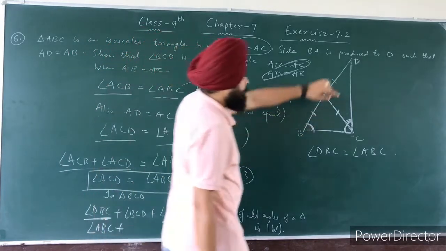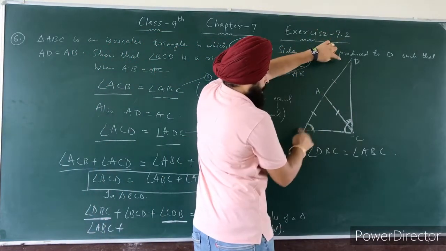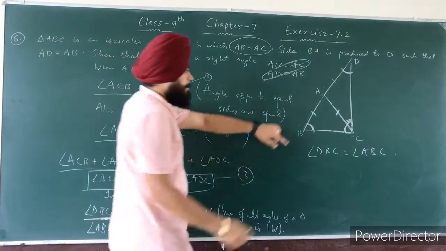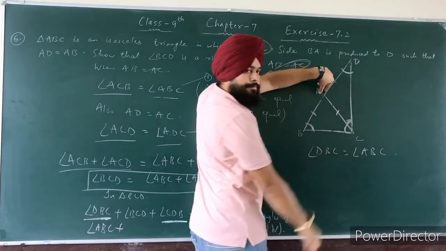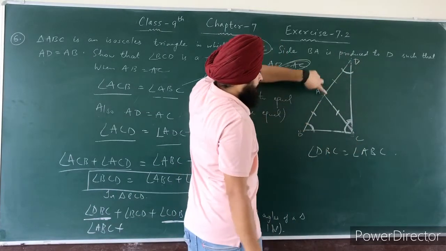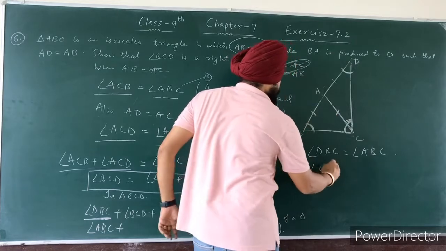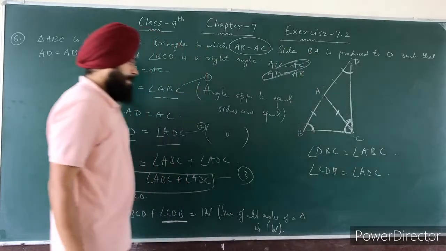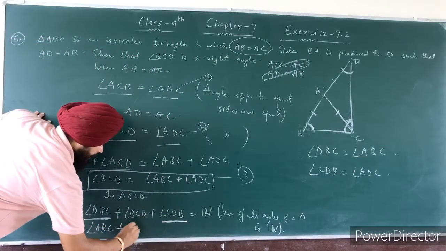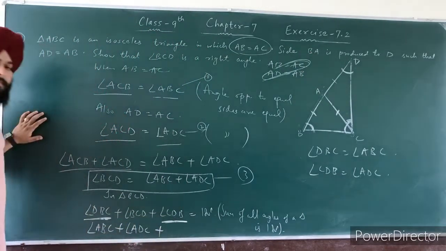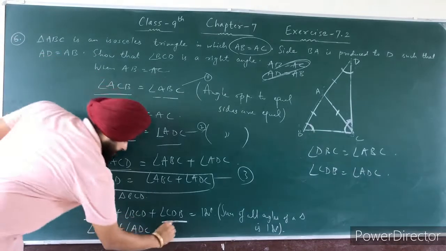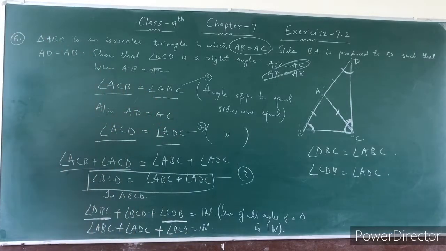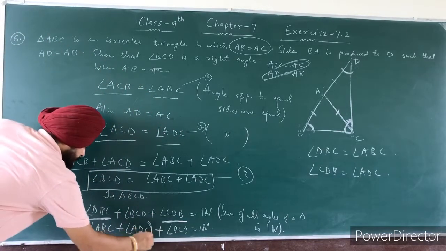Angle CDB, this one, is also written as angle ADC. ठीक है, angle CDB and angle ADC are the same thing. So you can write angle CDB equal to angle ADC. So you can write angle ABC plus angle ADC, and the third angle is angle BCD, is equal to what? 180 degrees.